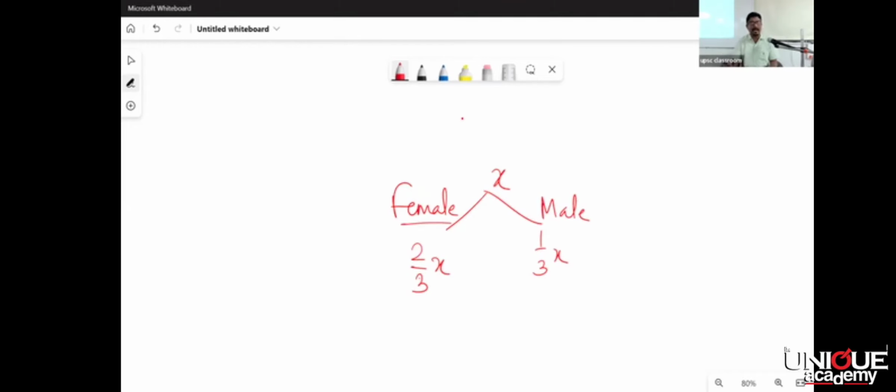We are told that out of total male members, one-fourth are married. Means what? One-fourth of this part, not one-fourth of X. One-fourth of one-third X, that together is 1/12 X. Is it clear? So in terms of X, the married male members are 1/12 X.